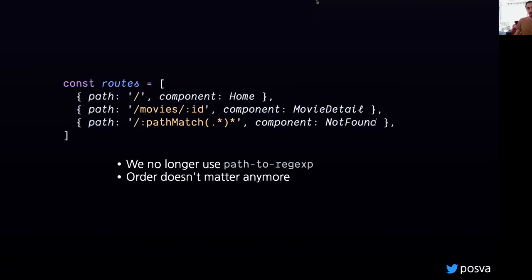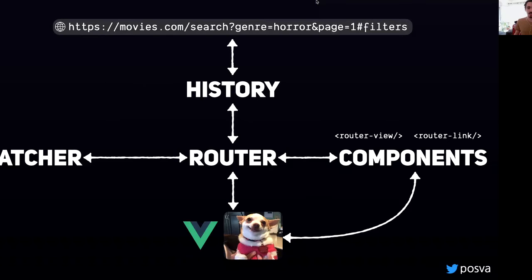For instance, on ViewRouter 4, the order of the routes doesn't matter anymore. It's still an array, but you can pass them any way you want. They will always work, which wasn't the case before. And we still have the options that we were using before on path-to-regexp, like strict and sensitive. I want to give you an overview of what and where this is exactly in the router architecture. So this is the matcher of the router.